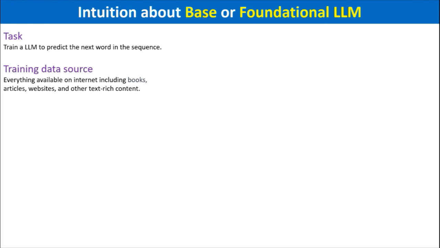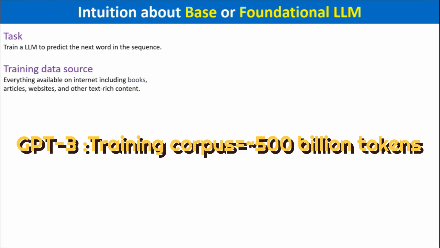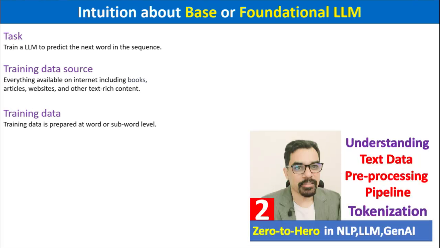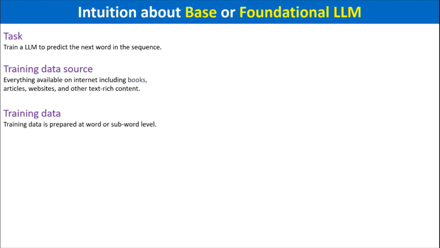To give you an example, GPT-3 was trained on about 500 billion words or subwords, so-called tokens. Training data: the training data for foundational LLMs are prepared at token level, where tokens represent either words or subwords depending on the chosen tokenizer. The concept of tokenization is explained in a separate video, and a link is also shared in the description of this video. Now take one sentence as an example from the whole internet corpus, like "cat is a pet animal," and try to prepare the training data for the foundational model.